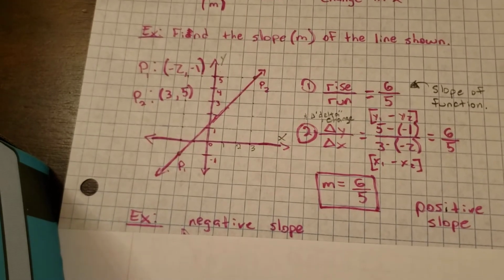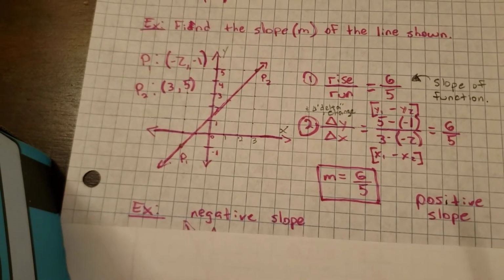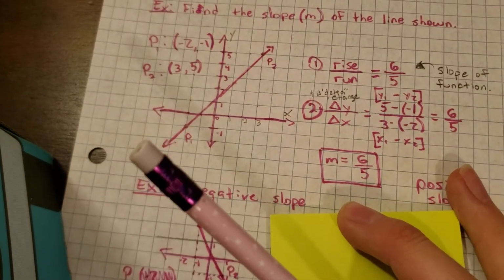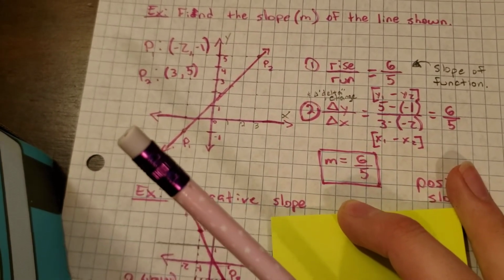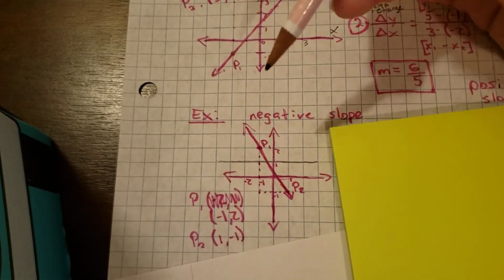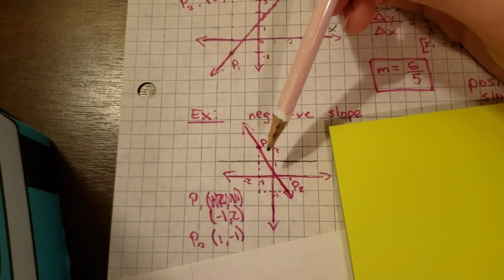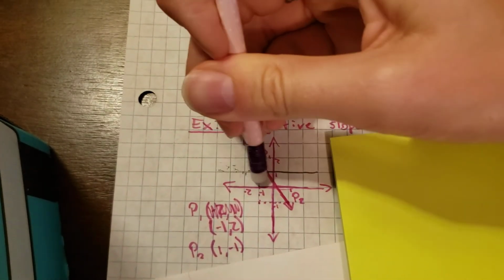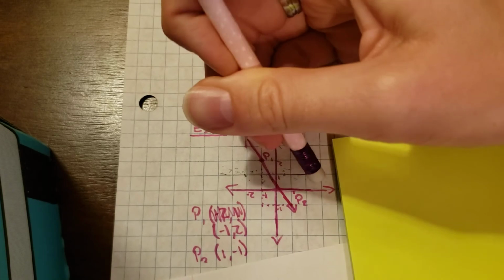Now, here's an example of a negative slope. So let's say I have, okay, so here's all my information. So point 1 is at -1. Forgive this line, I don't know what that's doing there.